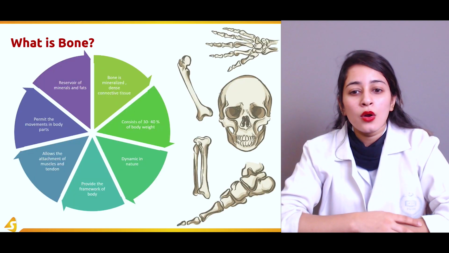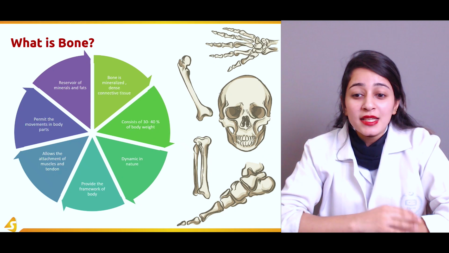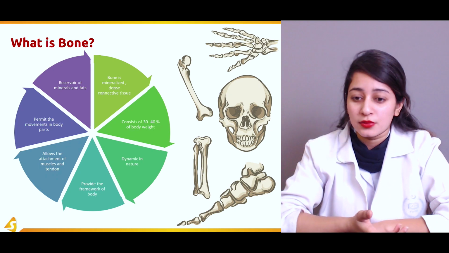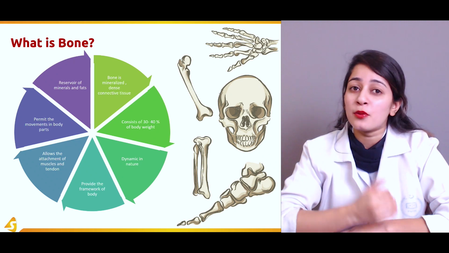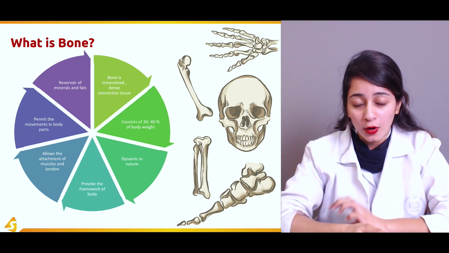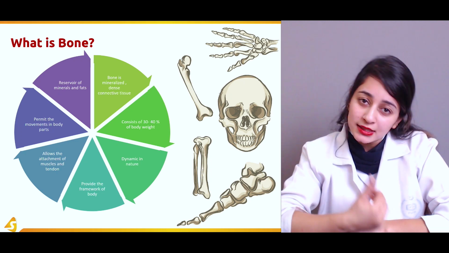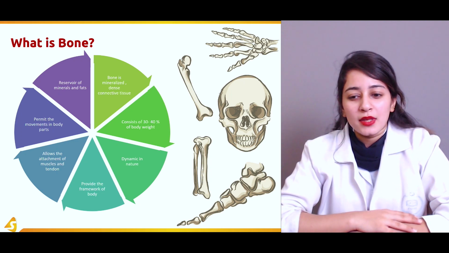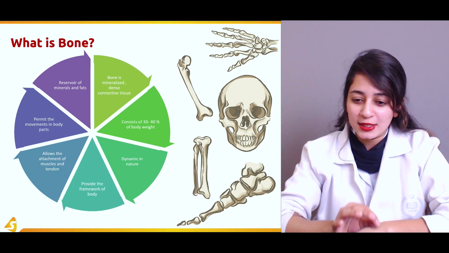Okay. What is bone? I'll tell you. Bone is a mineralized, dense connective tissue. That's, by the way, the definition of a bone. Now, what does it consist of? It makes up 30 to 40% of your body weight. That means 30 to 40% of your body is composed of your bones, and the rest we have different organs, then skin, then flesh, and few people have fat as well. Okay, it's dynamic in nature. I'll tell you the detail of this word later.